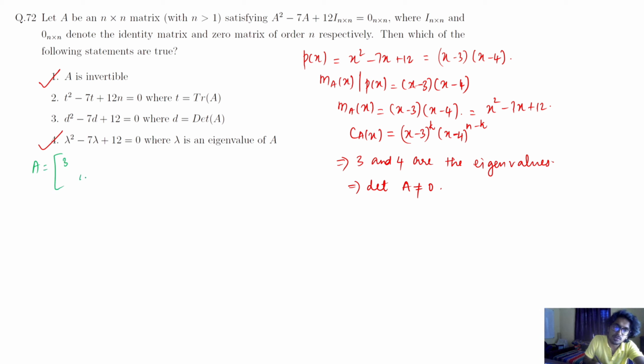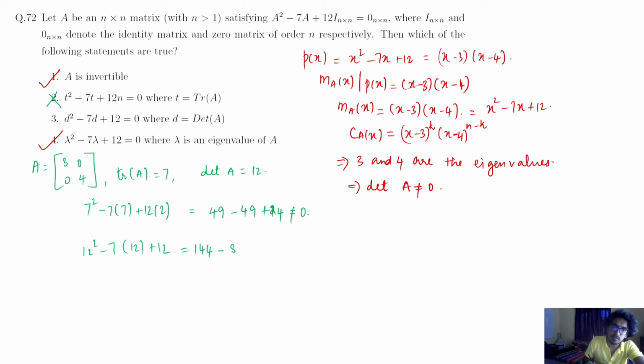Here my trace is what? Trace of A is 7 and the determinant of A is 12. What is 7 square minus 7 times 7 plus 12 times 2? It is 49 minus 49 plus 24, which is not equal to 0. Therefore option 2 is wrong. And for the determinant, 12 square minus 7 times 12 plus 12 is 144 minus 84 plus 12, which is again not 0. So option 3 is also false.